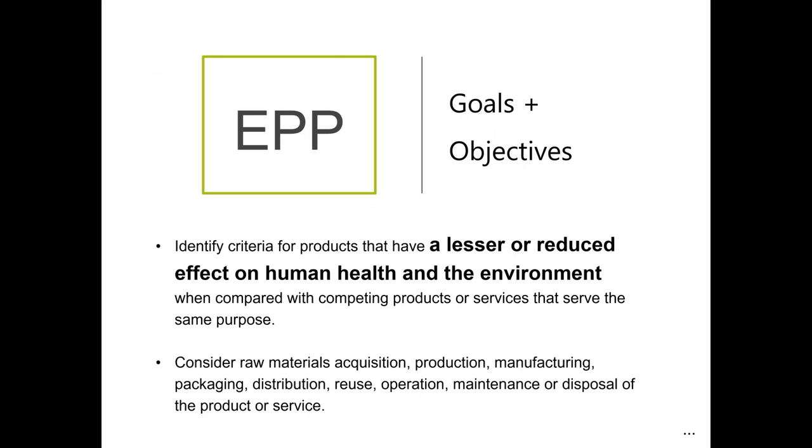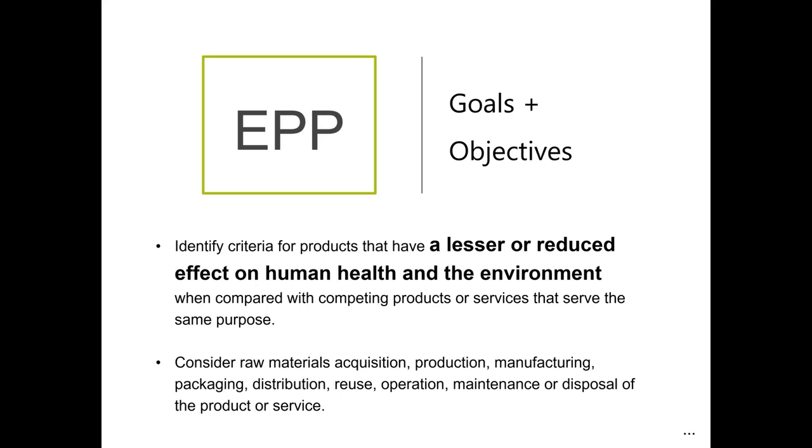For your EPP, your environmentally preferable purchasing plan, again, you want to make sure that you put priority on any products that have less or reduced environmental impact, when you're looking at other competing types of products or services that do the same thing. You also want to consider the full line of production for the product. Consider where the raw materials come from, the actual manufacturing process. Packaging is a big one.